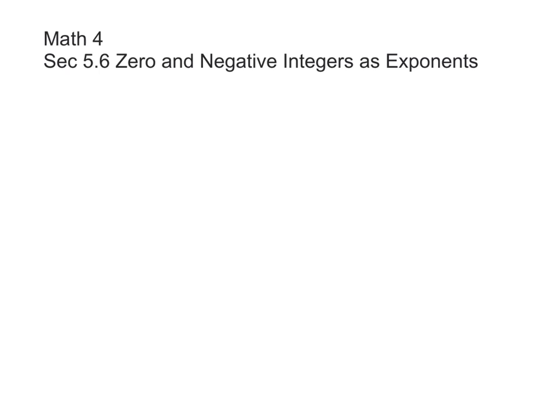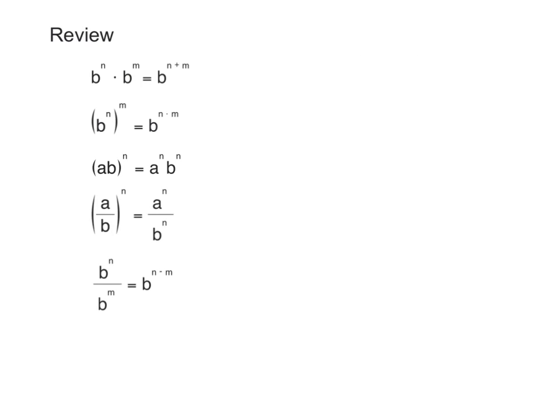This lesson is about zero and negative integers as exponents. We're going to start with a generic review of exponent rules in general. In the past, we said that m and n are positive integers and a and b are real numbers. The only exception was that b couldn't equal 0 whenever it appeared in the denominator. If that's the case, all of these different exponents are true.